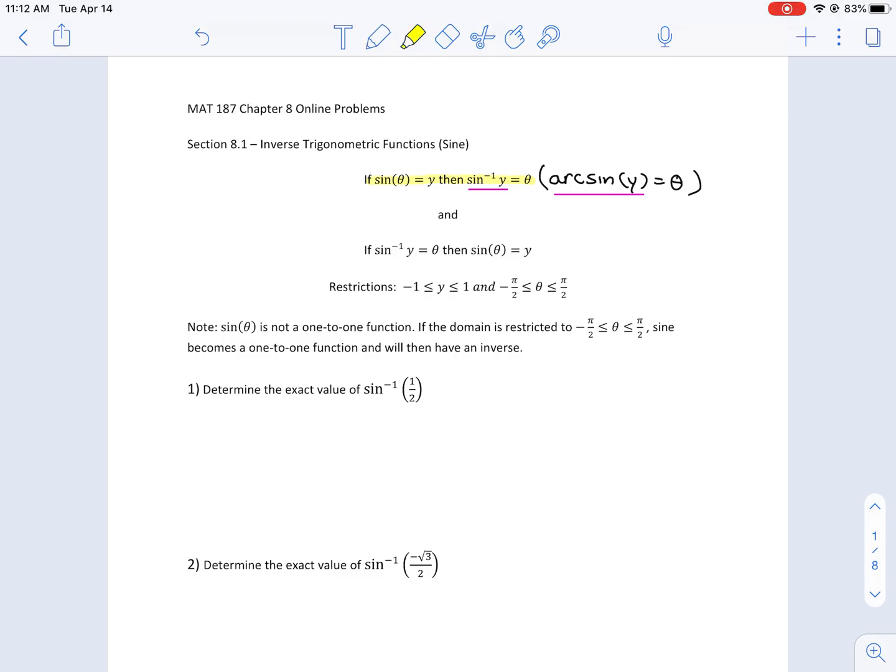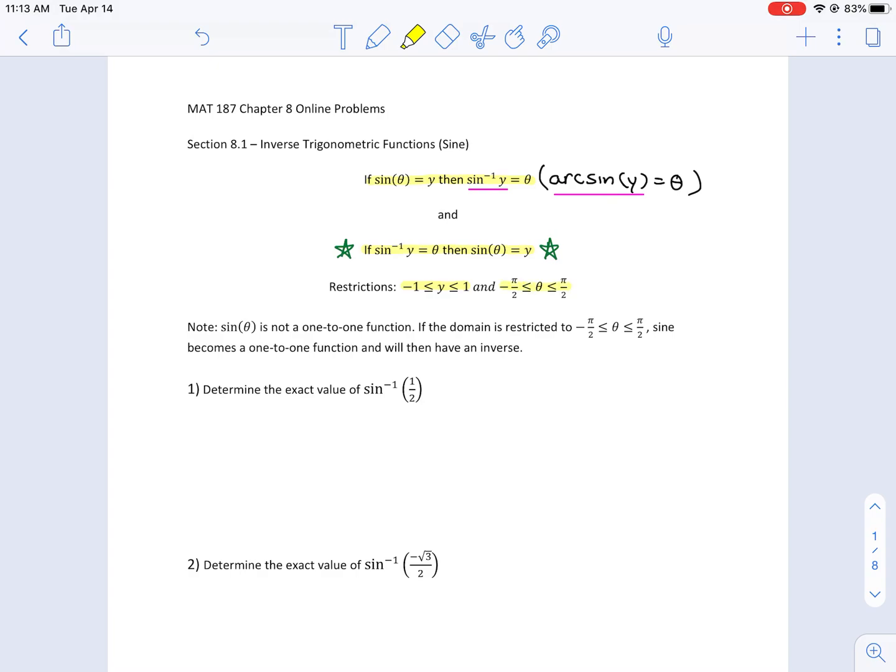The converse of the statement says, if the inverse sine of y is equal to theta, then sine of theta is equal to y. And that is the statement we're going to focus on for these three problems. Now there are two restrictions. The two restrictions are y needs to be between -1 and 1 inclusive, and if it's not, then the inverse sine does not have a real solution.